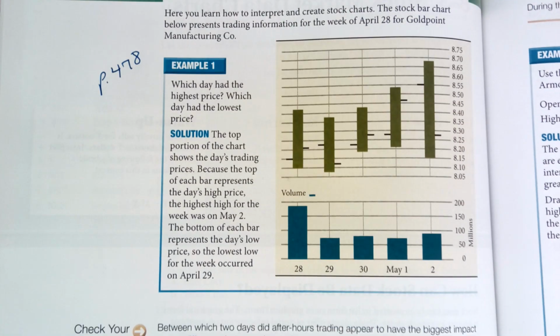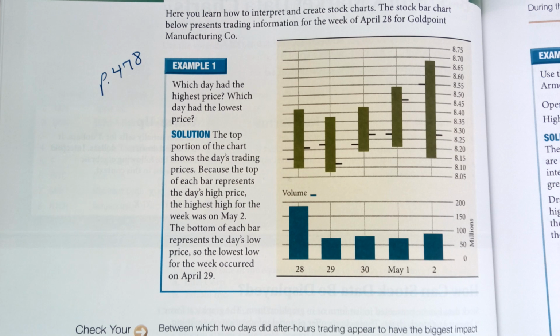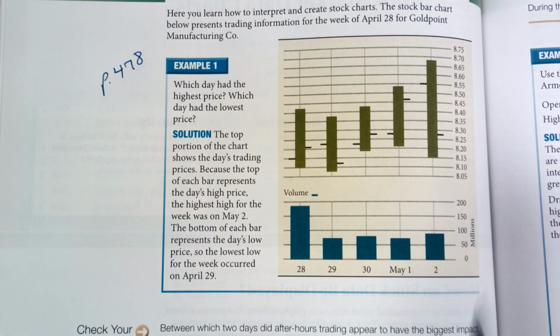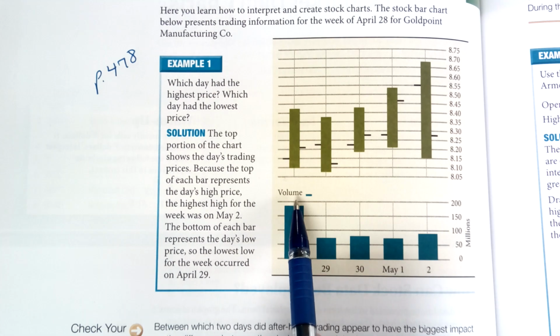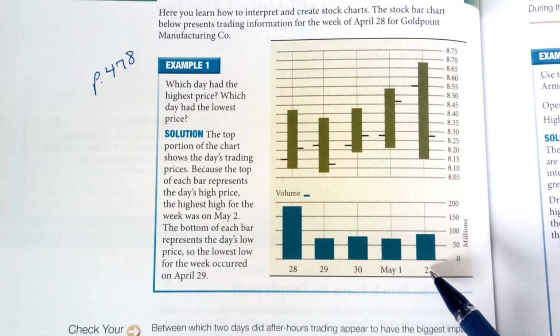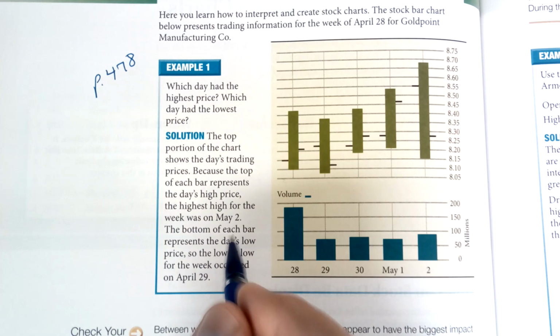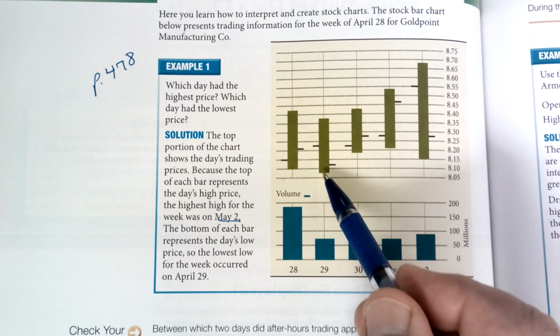Okay, so the question is, which day had the highest price, which day had the lowest? Well, your days are down here. This down here is volume. That's how many shares were sold on a particular day. So the highest price is way over here, and it looks like May 2nd. And that's what they have right here. The lowest day would have been right here, April 29th.